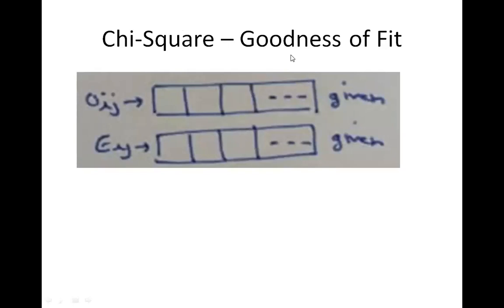So in this situation, both the things are given. You will be provided the observed frequencies and you will also be provided the expected frequencies. You have to assess the goodness of fit between the expected frequencies and the observed frequencies. So the objective here is whether the observed frequencies are fitting with the expected frequencies. So this is known as goodness of fit or test for goodness of fit. And we do this by chi-square test.